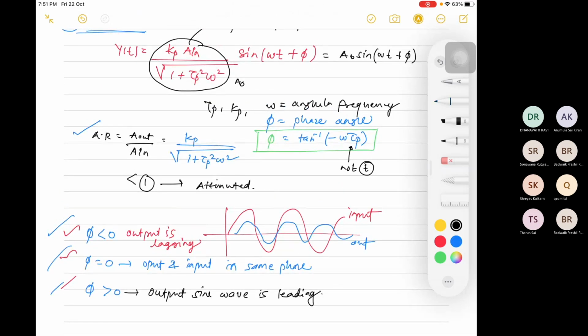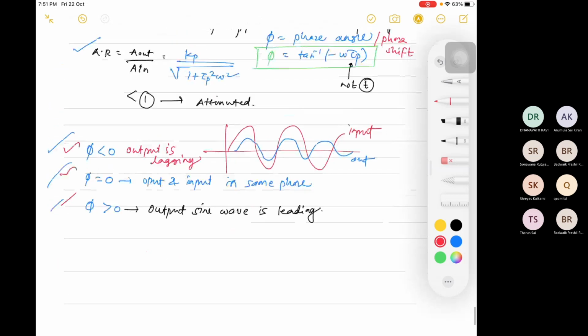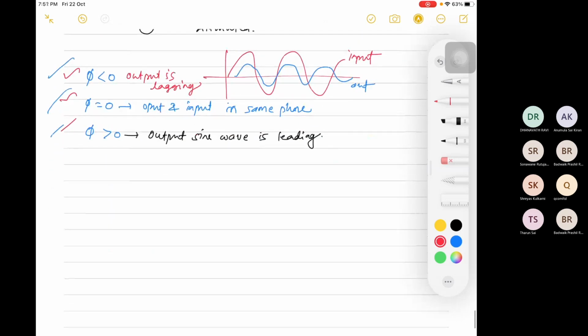You take a screenshot. The next important thing from the GATE point of view is, phi is called what? Phi is phase angle or phase shift. Phase shift or phase angle. Okay. Now, if I'm writing what is the range of phase shift, in fact I'm not doing the derivation. Range of phase shift, GATE 2002.